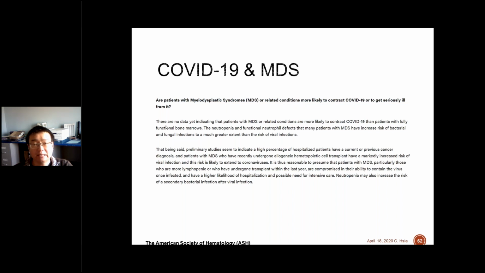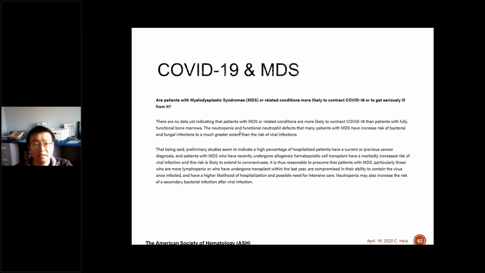So right now there is limited data, okay, because it is so new, and things are evolving so quickly, it'd only be afterwards that when data is collected, they will have more information. But so far, there are no data yet indicating that patients with MDS-related conditions, so those other related bone marrow conditions, are more likely to contract COVID-19 than patients with fully functional bone marrows.